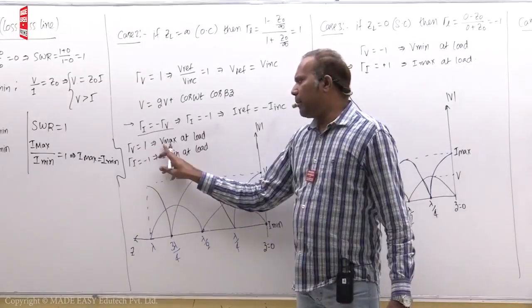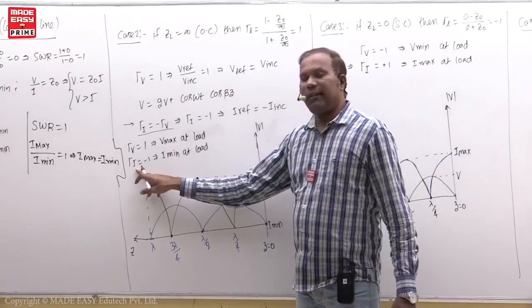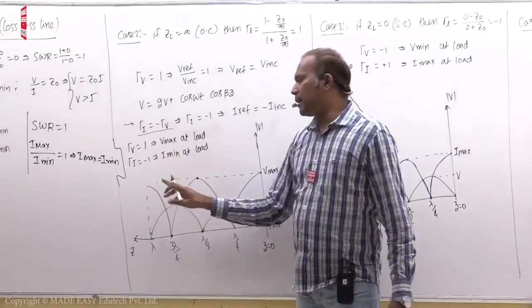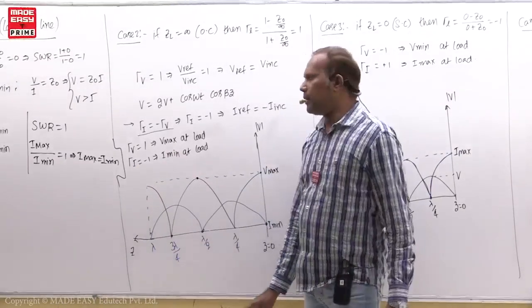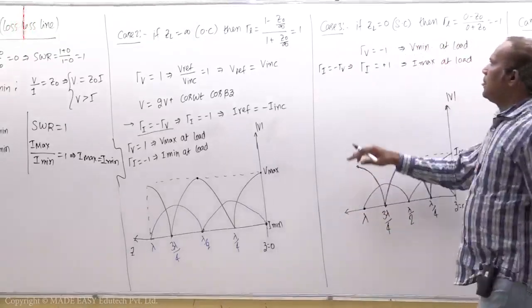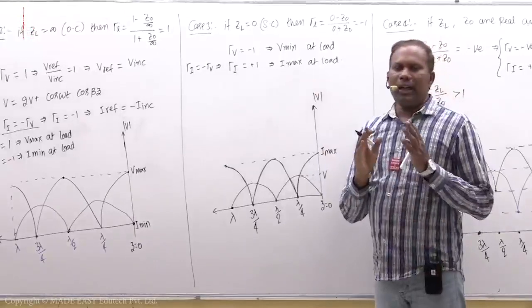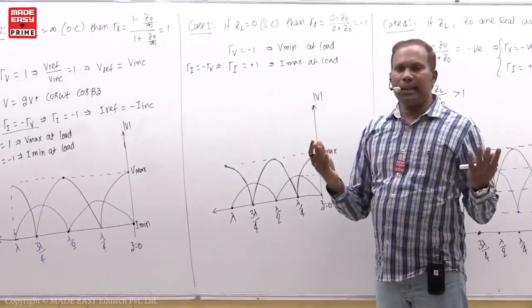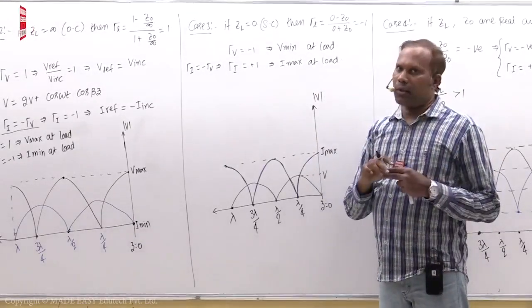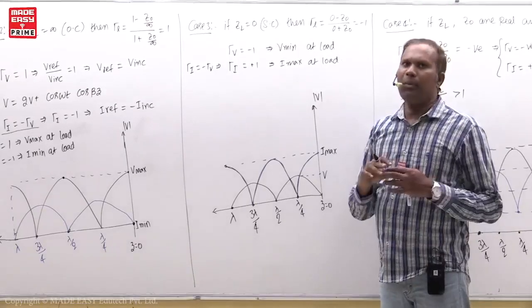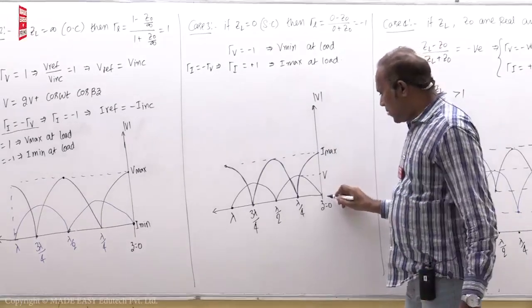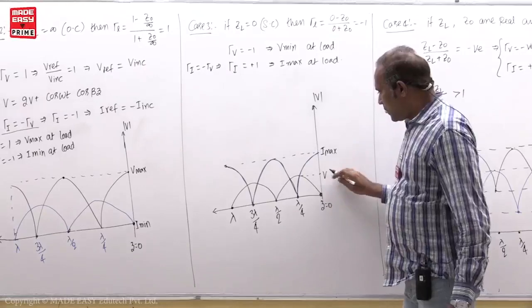If positive is there, voltage maximum. If current reflection coefficient negative, you get current minimum. So here you can see, without analysis directly we will discuss. ZL is 0, short circuit. Whenever there is a short circuit, then voltage drop across that circuit is 0. Voltage drop 0 means minimum voltage. You can see here voltage is minimum.